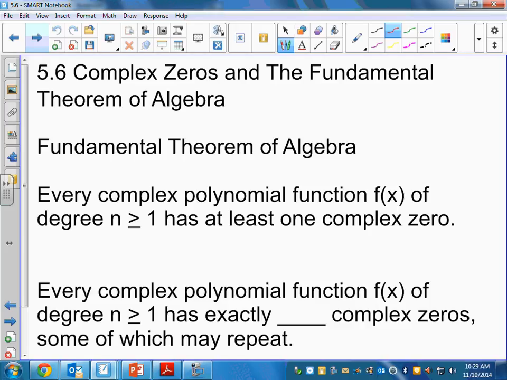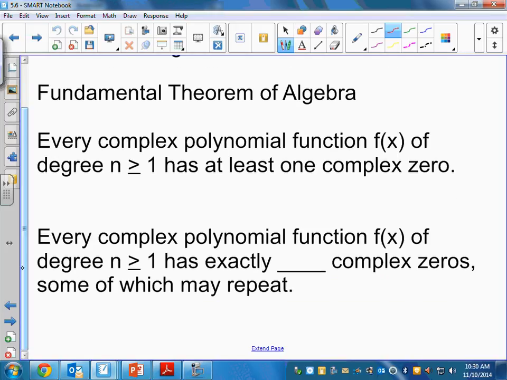And remember that a complex number is a real number or an imaginary number, right? That's the whole number system. Complex numbers, some are real, some are imaginary. They're all complex. So the fundamental theorem of algebra just says, if you have a complex polynomial function, then it's going to have at least one zero, real or imaginary. That's not very exciting.